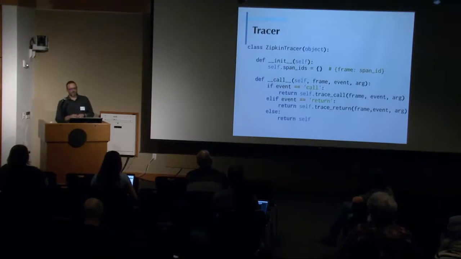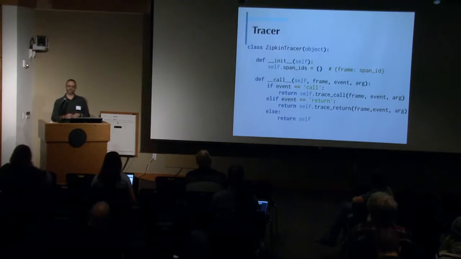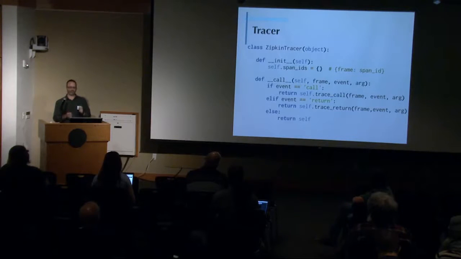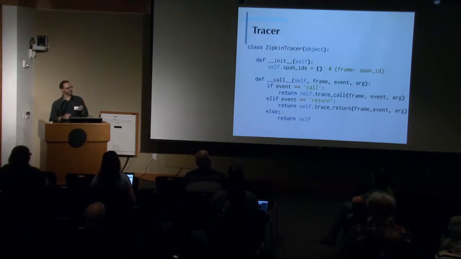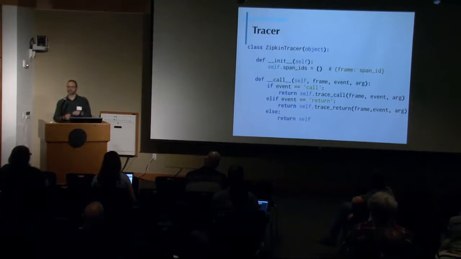Because I need to keep track of these span IDs that are associated with every frame, I decided to do it as a single object with a span IDs attribute, right? So I can keep a dictionary mapping frame to span IDs. And you can see I've decided to make it callable, where you accept the frame event and arguments, and then I have separate tracing methods to handle the start of the function, the call event, and the return event as well.